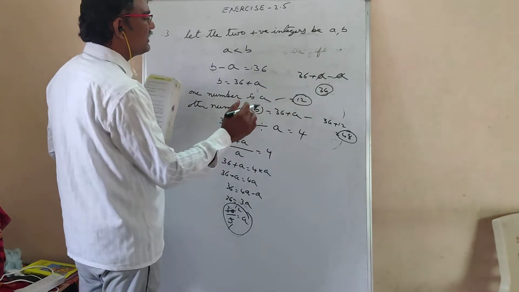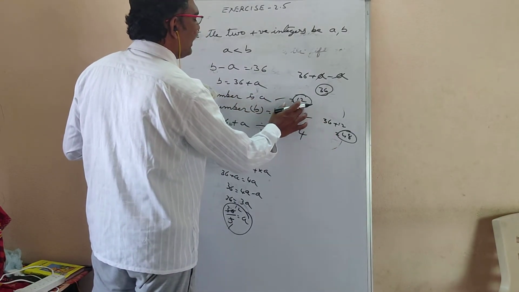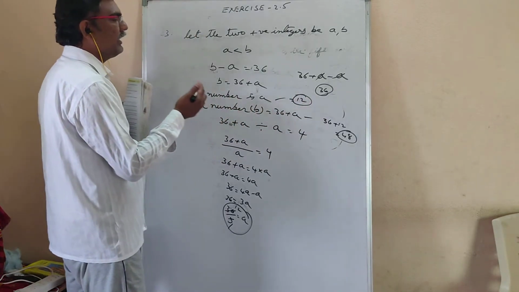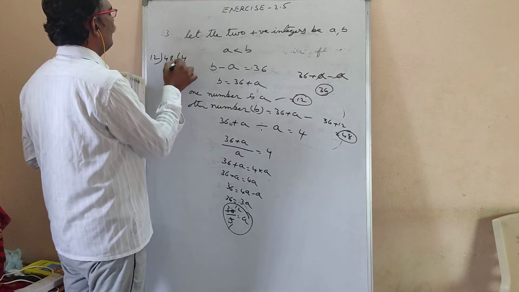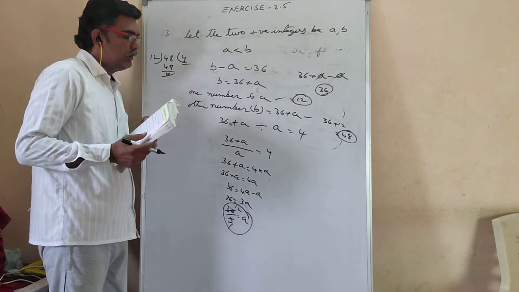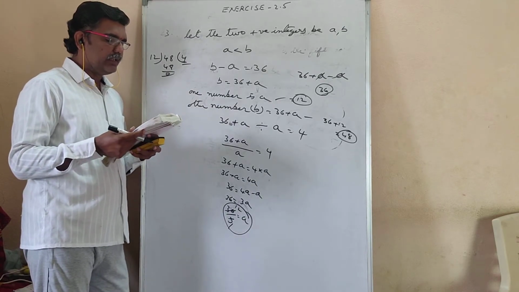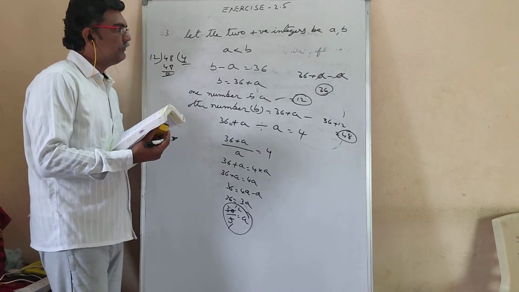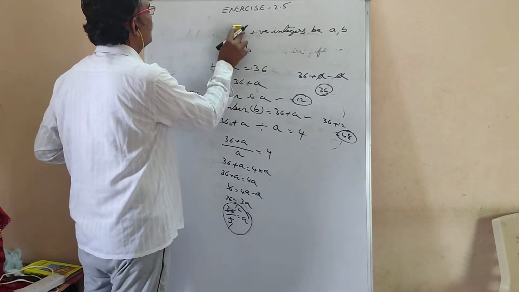Now, if you want to check whether the answer is correct or not: one number is divided by the other, you should get the quotient as 4. 48 divided by 12, 12 fours are 48. The quotient you got here is 4, so the answer is correct. So by reading this, you should understand this one. Next, we will go with the next problem, that is 4.